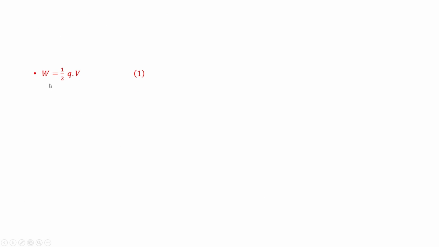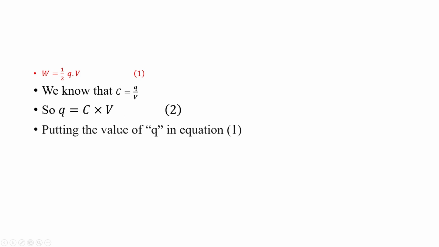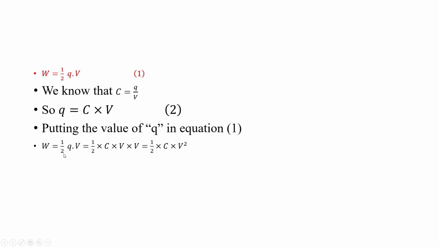Now we know that work is equal to 1/2 Q into voltage. We also know that capacitance is equal to the ratio of charge over voltage. From this equation we can derive the value of charge, which is equal to the product of capacitance and voltage. Now we will put the value of Q from this equation into equation 1, that is 1/2 Q multiplied by voltage. So we know that Q is equal to CV. So this is the value of charge.